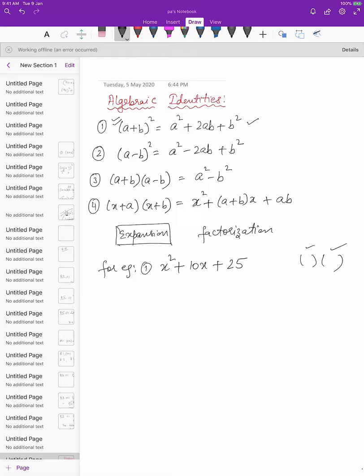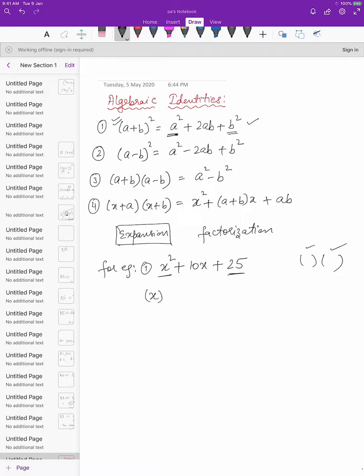First thing we'll look for is, if you look at the identity (a + b) whole square carefully, the expanded form, you can see that in this identity there are two terms, a square and b square. It means if there are three terms in the entire expression, out of those three terms, two terms must be perfect squares, like here a square and b square. And then we'll look at the middle term. Now look at the given expression. Look at this first term, it is a perfect square, it can be written as x whole square, and 25 can be written as 5 whole square.